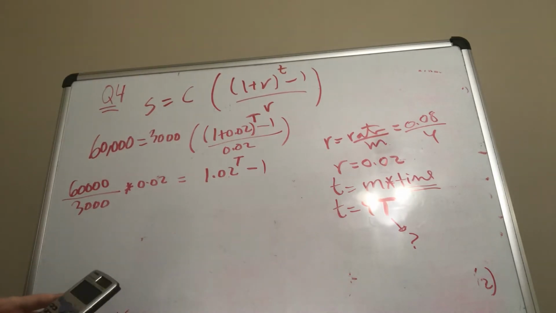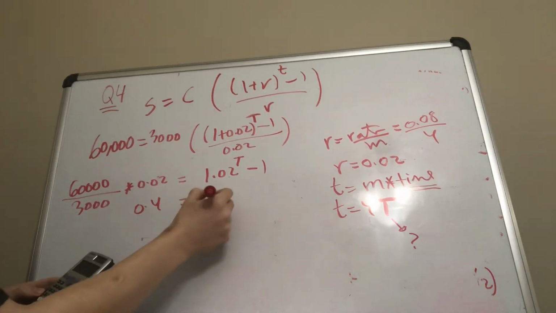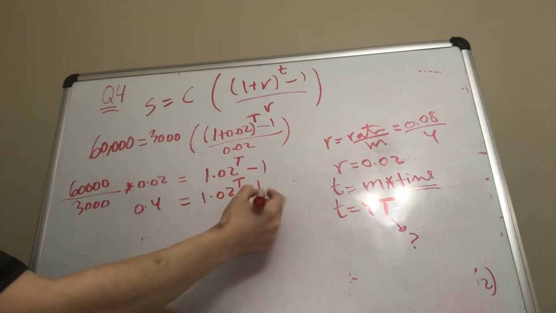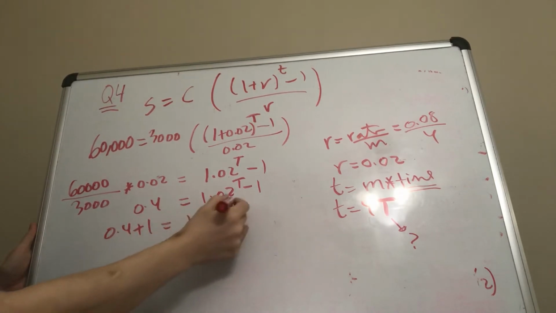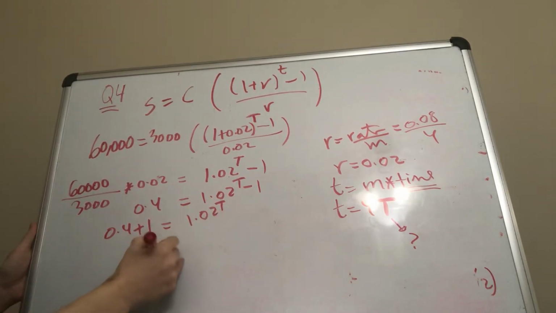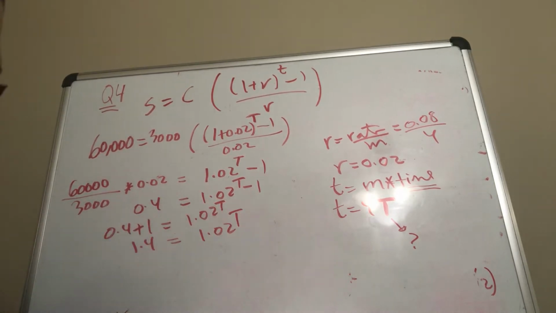And 60,000 over 3,000 times 0.02 will give me 0.4. I'll bring the 1 over. It becomes 1.4, equal to 1.02 to the capital T.